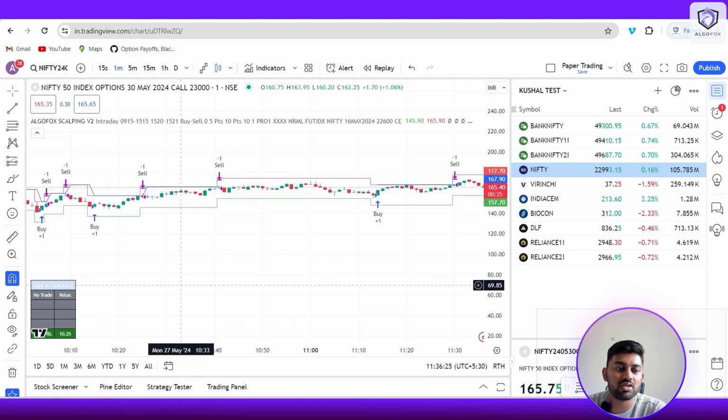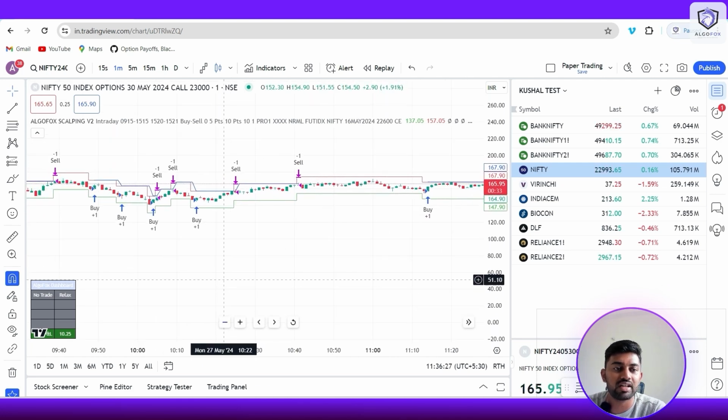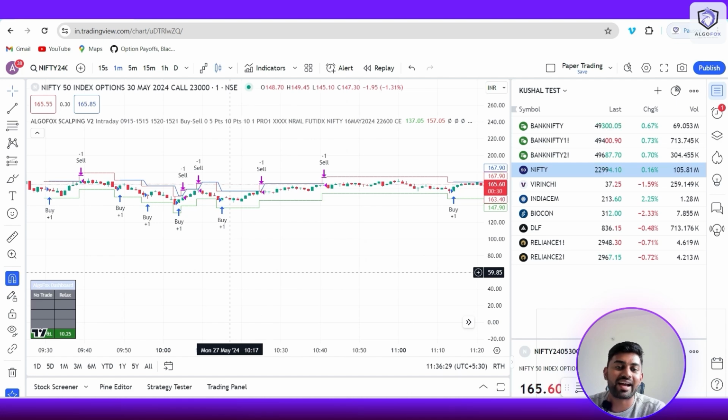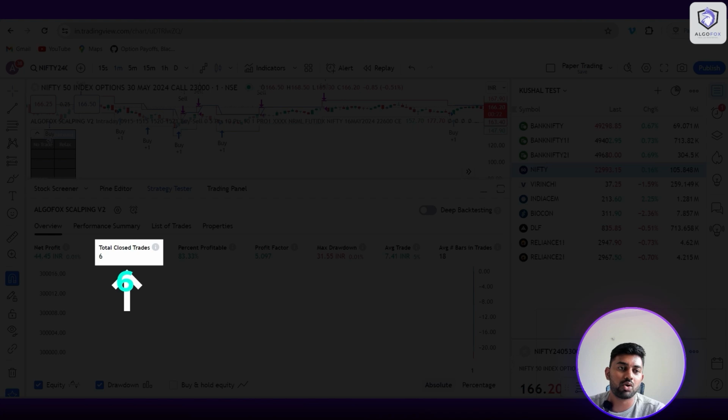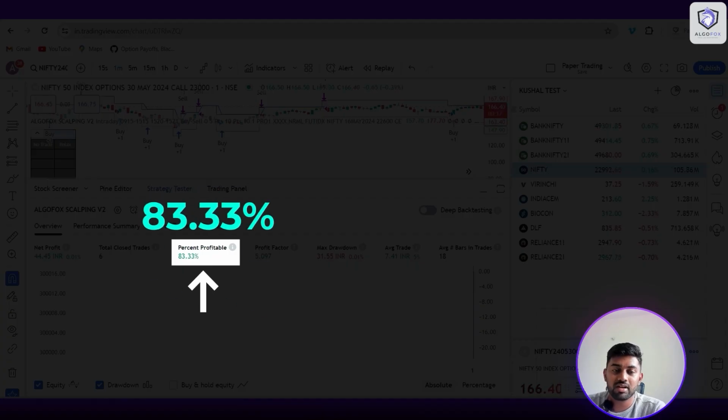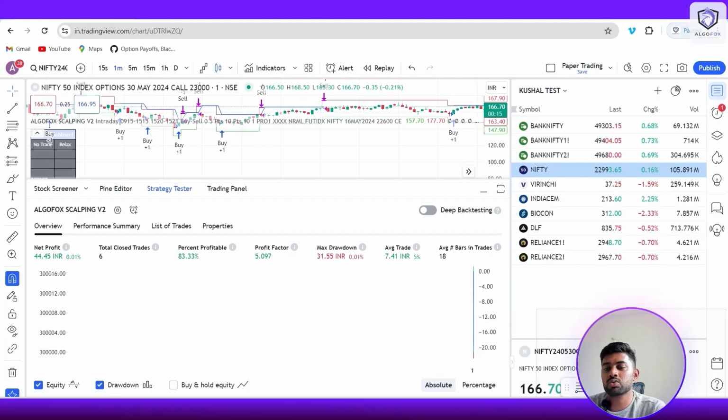Now, the advantage of doing this entire drill on TradingView is I can even backtest my scalping setup. So if I go to strategy tester, here is the backtest report of today. So in today, overall, we have taken 6 trades. Win rate is 83.3. Risk reward is 1:5.